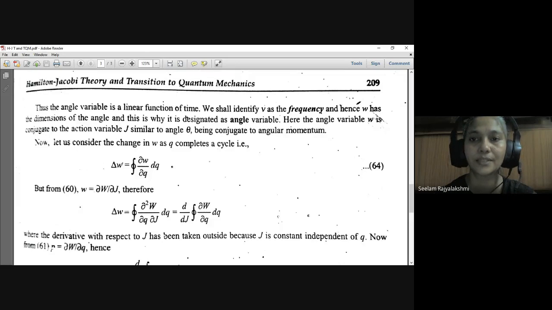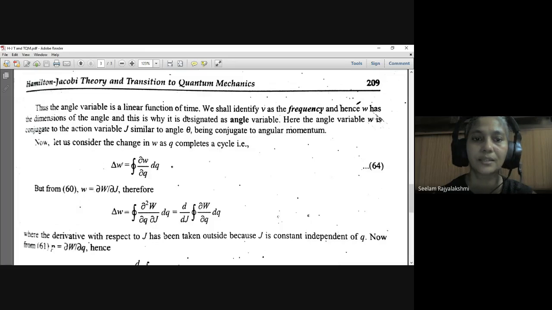We shall identify nu as the frequency, and omega has the dimensions of an angle, and that is why it is designated as the angle variable. Here the angle variable omega is conjugate to the action variable J, similar to the angle theta being conjugate to angular momentum. Now let us consider the change in omega as q completes a cycle.